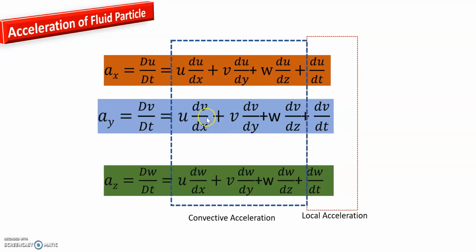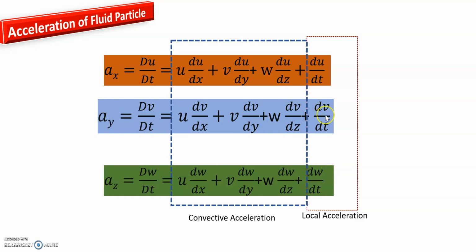And even if the flow is a steady flow, still acceleration can occur in this case. So convective acceleration is a function of space and it is not a function of time, and local acceleration is a function of time. So it is not a steady flow. It changes with respect to time. So local acceleration is a function of time and it is not a steady flow.